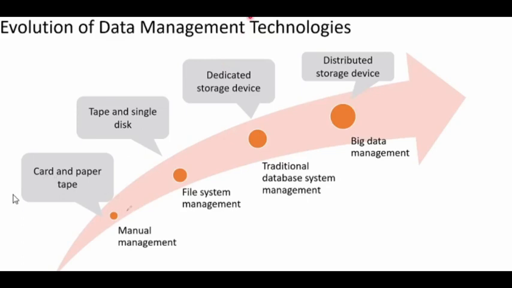So we started off with manual management, card, paper. This is super old. This is something that you don't even need to remember. It's just talking about total manual. Then we moved into file system management, whereby we have tapes and single disks. So this is like a single server. Then we have dedicated storage devices. This is where the emergence of the SAN network comes in. You have a server talking to a switch, talking to a storage device.